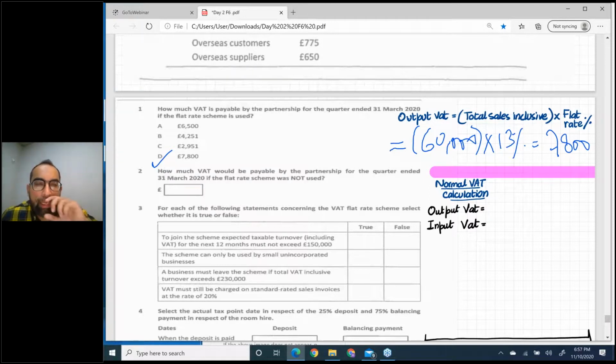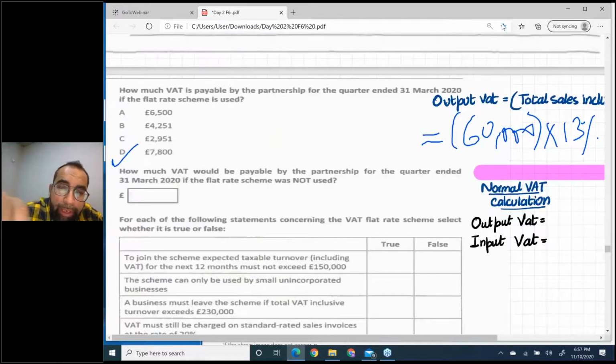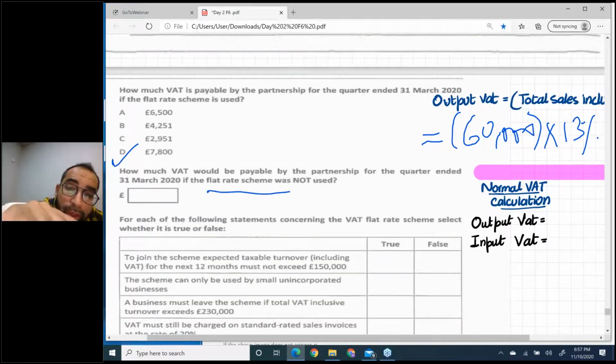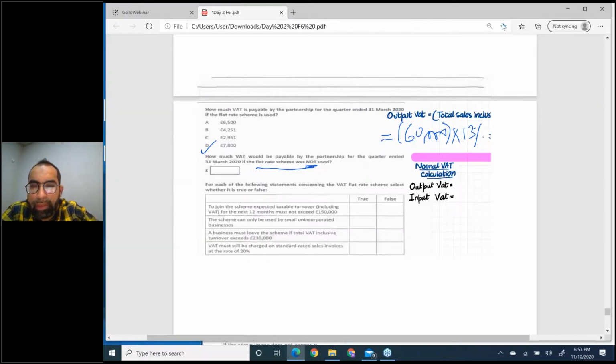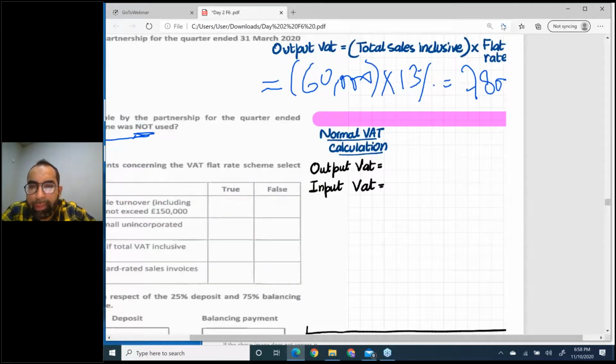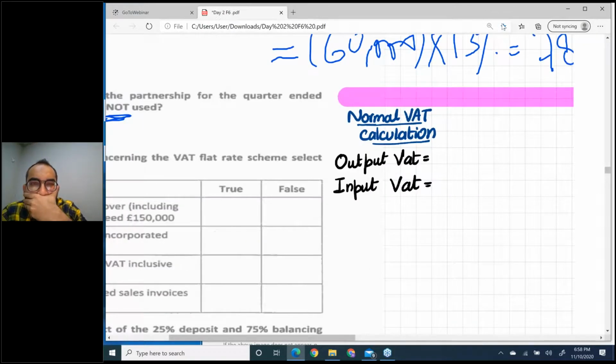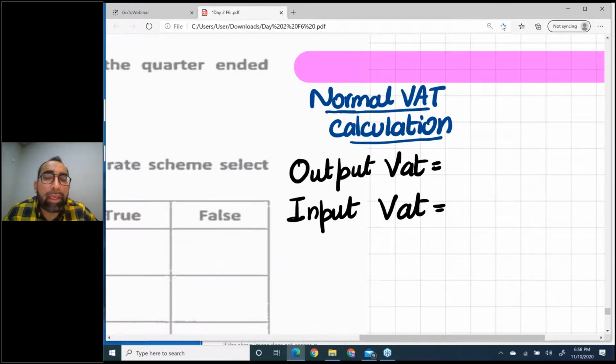Now, second requirement. Please read between the lines. How much VAT would be payable by the partnership for the quarter ended 31st March if the flat rate scheme was not used? That means normal working. Just forget about the flat rate scheme. In normal life, you have to collect output VAT from customers when you do standard rated sales. Exempt sales does not qualify for any output VAT.